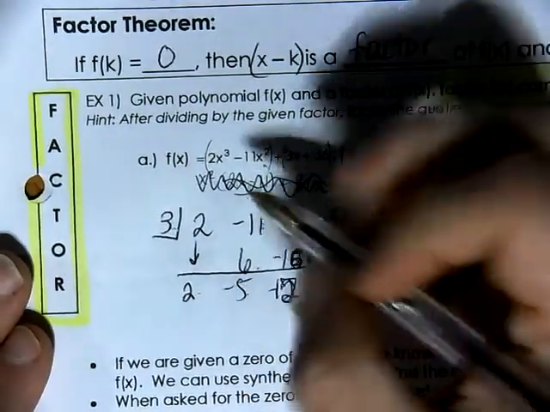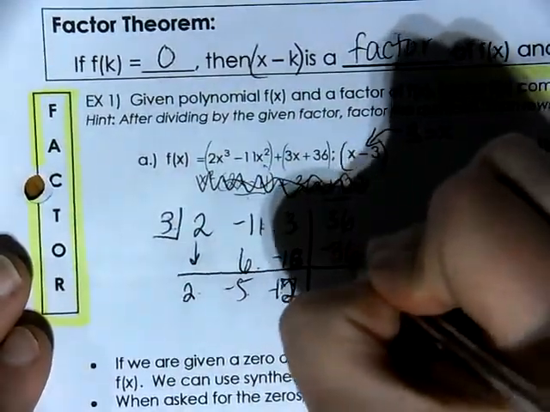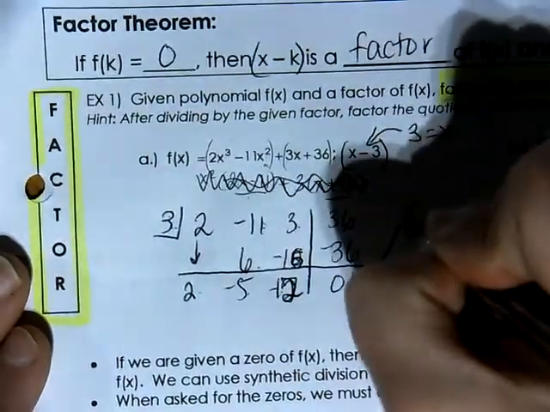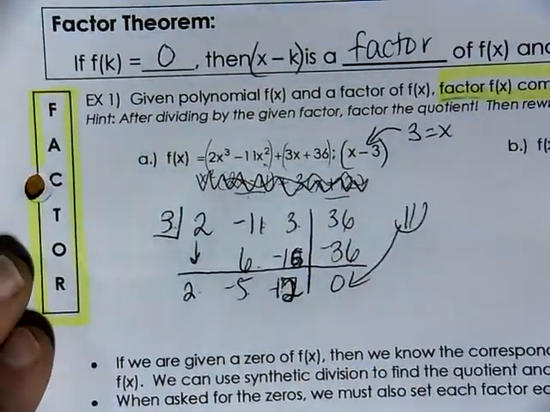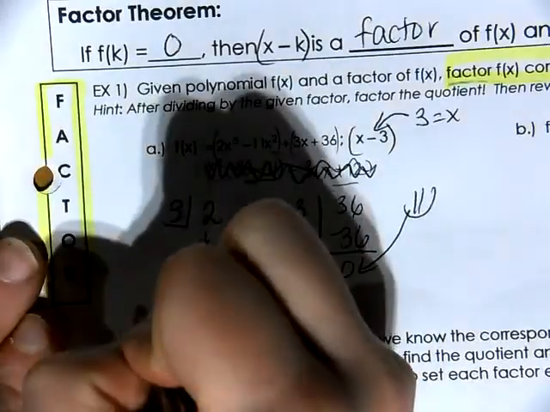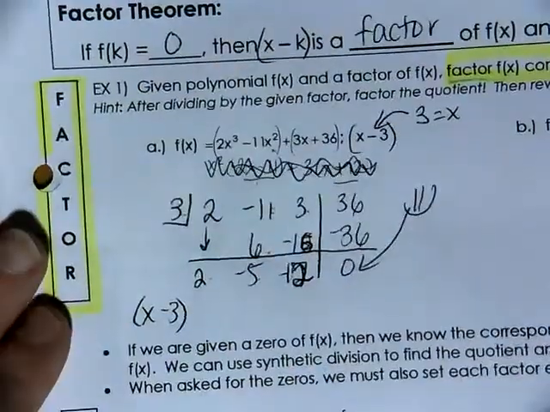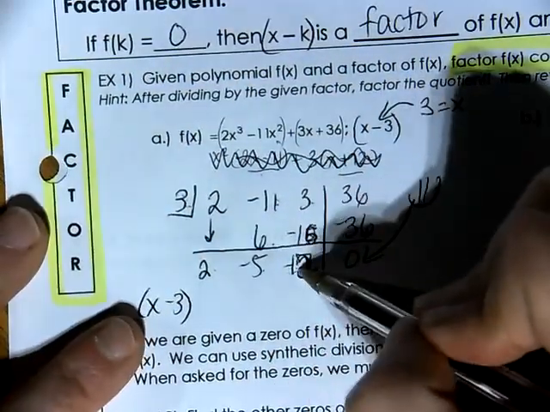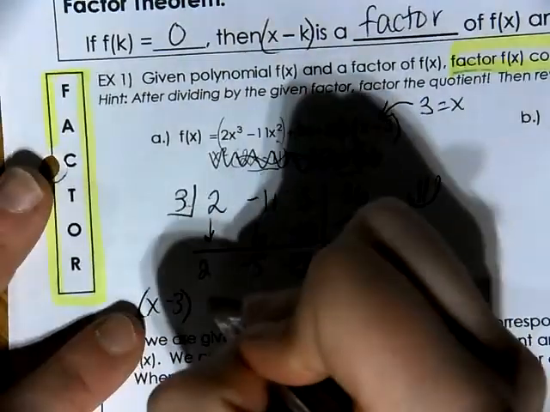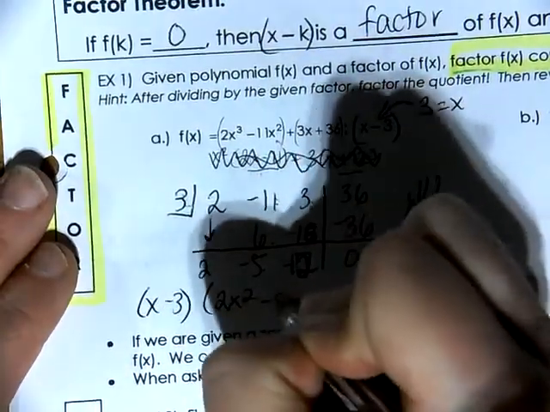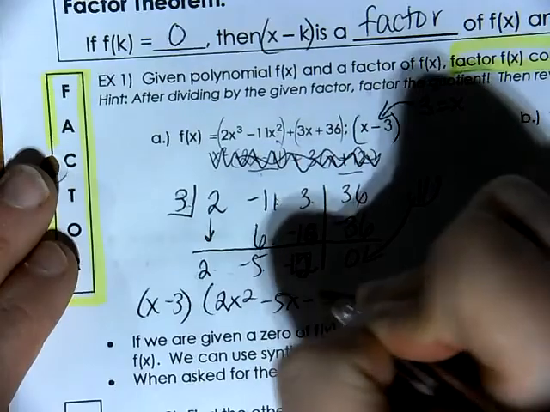There we go. And 3 times negative 12 is negative 36, giving me a remainder of 0, which tells me that x minus 3 is a factor. So I'm going to write down x minus 3 first. And then remember that what's below the line is going to be 1 degree less. So that's going to be 2x squared minus 5x minus 12.